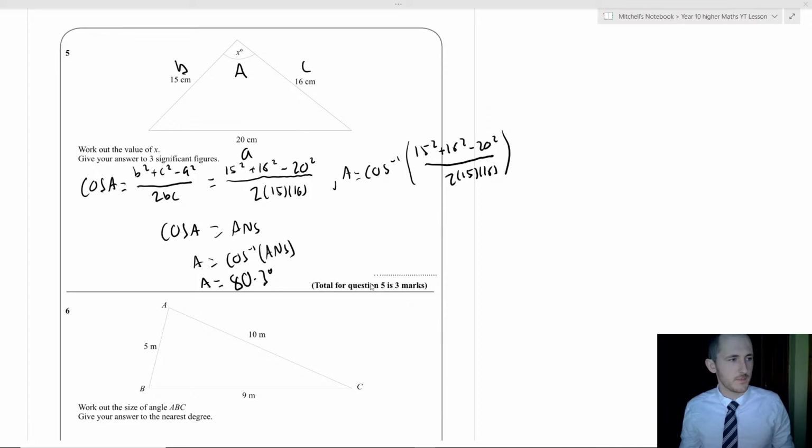Perfect. Okay, so a few people have joined late and a few people have also left. So if you have missed anything, please just let me know in the chat.